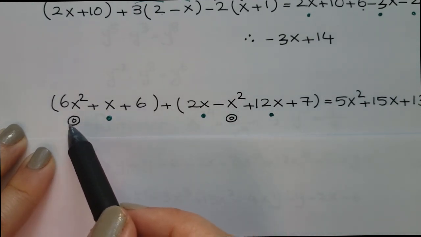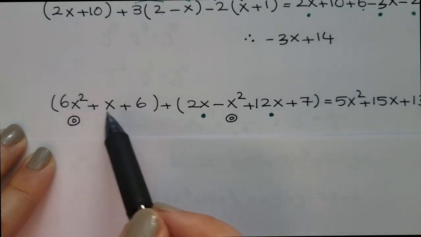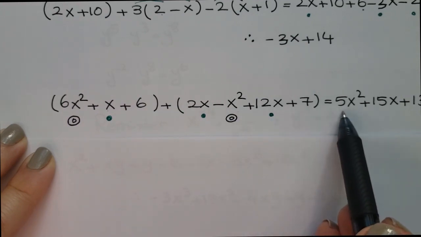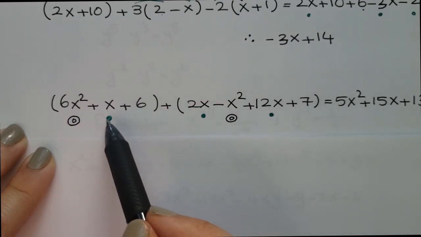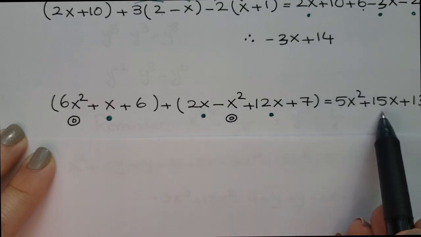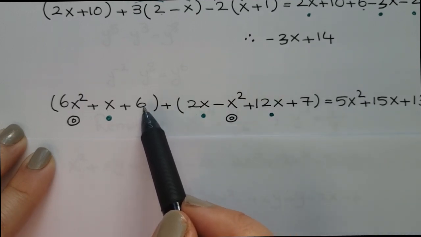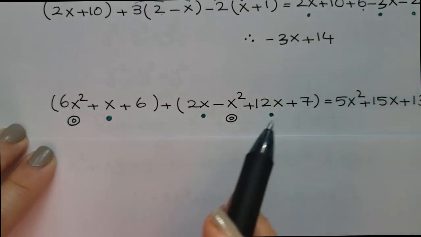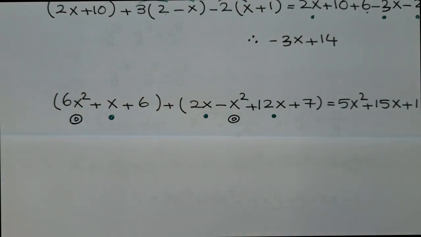So first thing, I add the donut. 6 minus 1 is 5. Then I add the apples. 1, 2, 12, 15. Then I add the constant. 6 and 7, 13. Okay, so I will reiterate myself because it's a very important point.